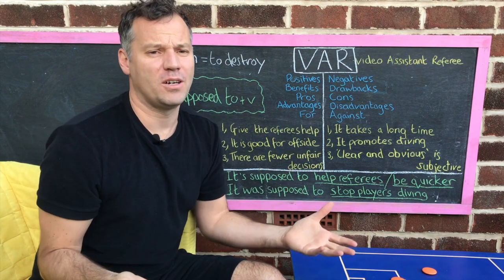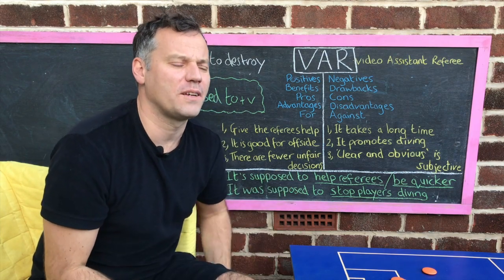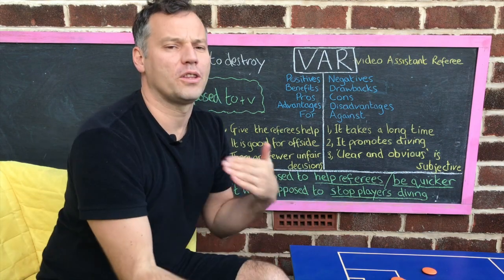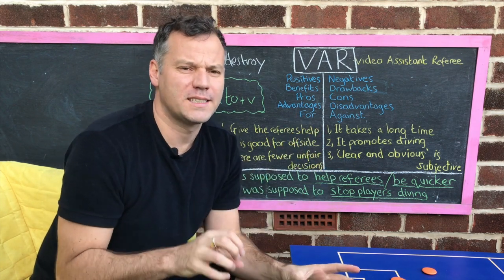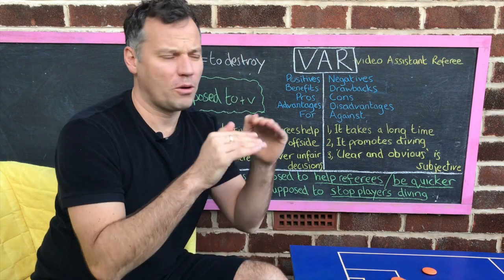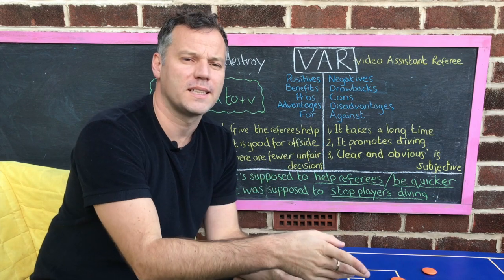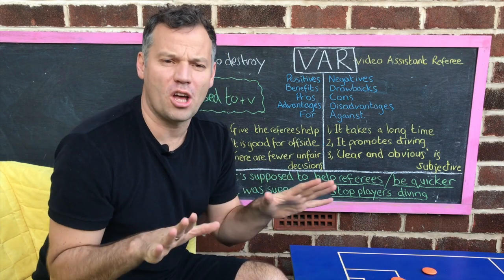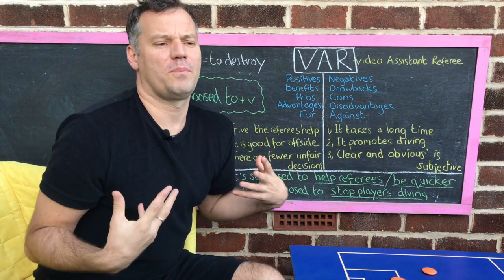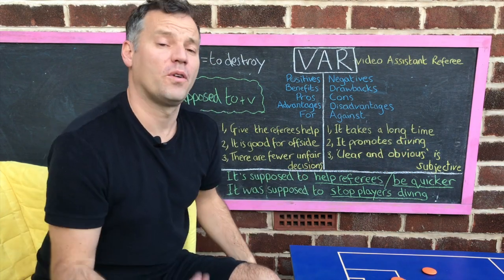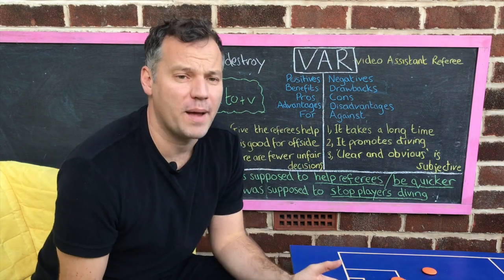I think players now know that if they feel a very small contact on their foot or their leg, they fall on the floor, and they want it to go to VAR, so the video assistant referee can look at it and say, oh yes, there was contact, it's a penalty. So I don't think it's stopping diving. I think it promotes diving. So if you are a player and somebody touches you, you fall on the floor now, because you know that it can go to VAR and you can get a penalty.